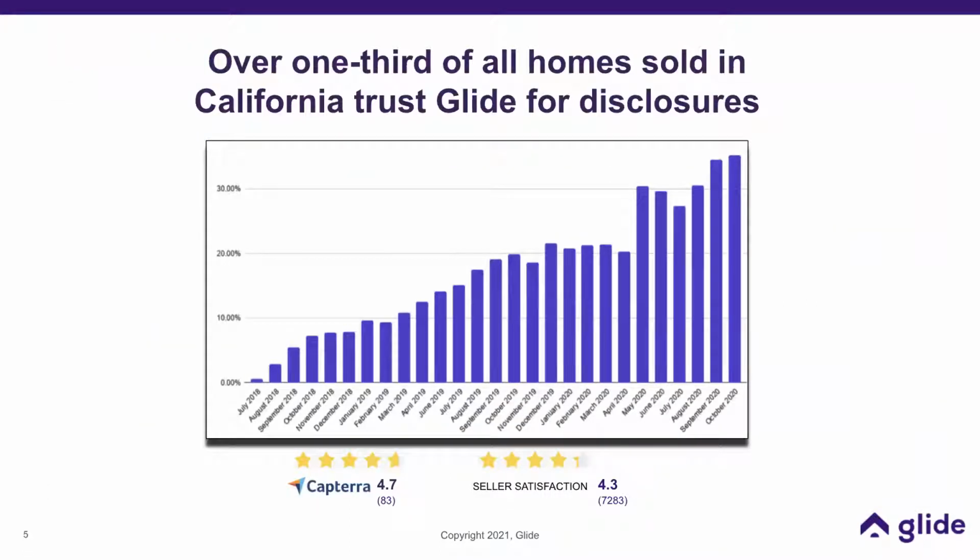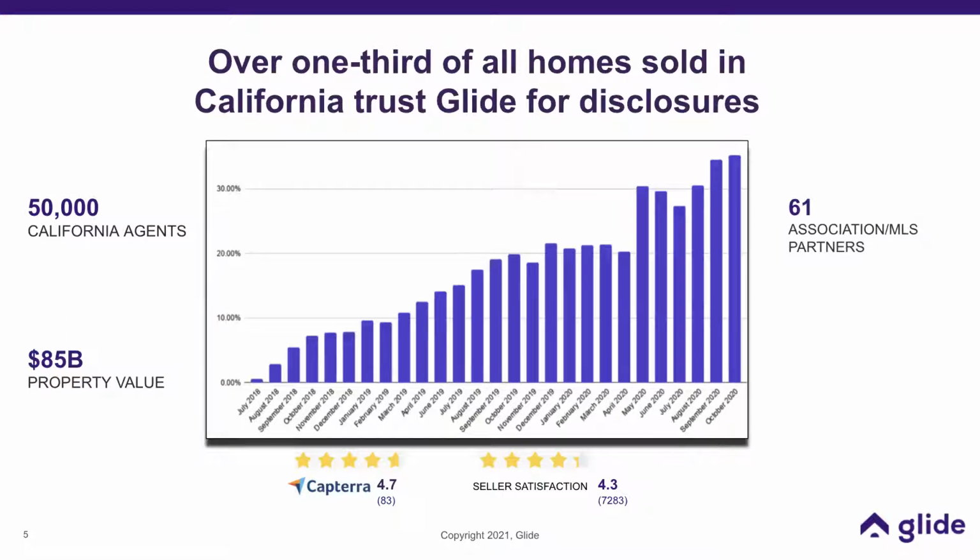Now, currently, over 1/3 of all of the homes that are sold in California are trusting Glide for their disclosures. And we currently have over 50,000 agents that are using Glide for their transactions, with a total property value of over $85 billion. And we've also partnered with over 60 different local associations and MLSs, and we currently hold a customer support satisfaction score of 95%.